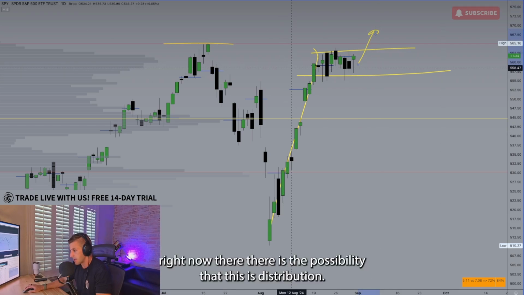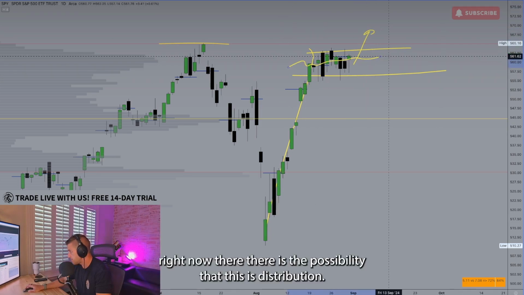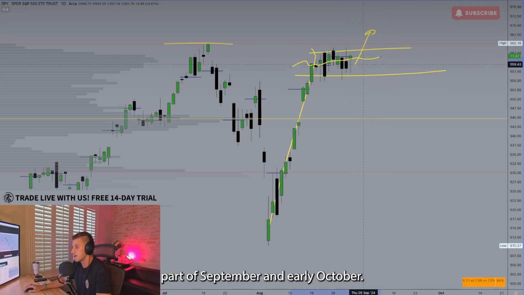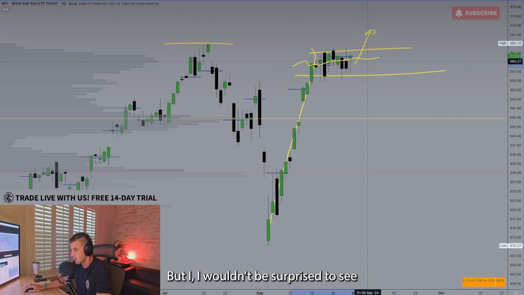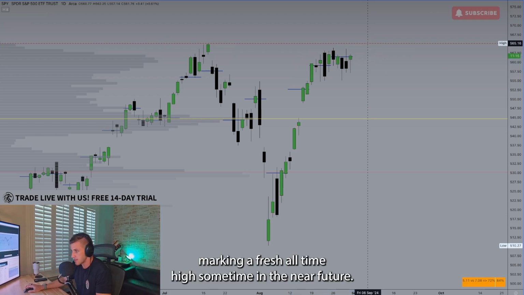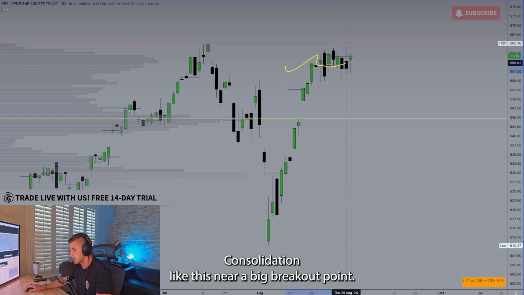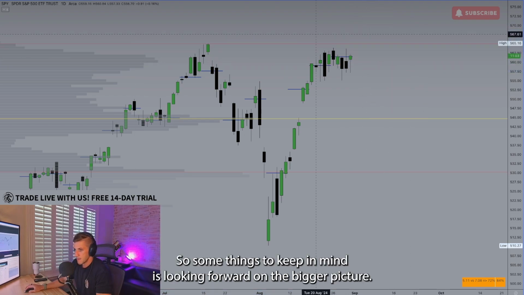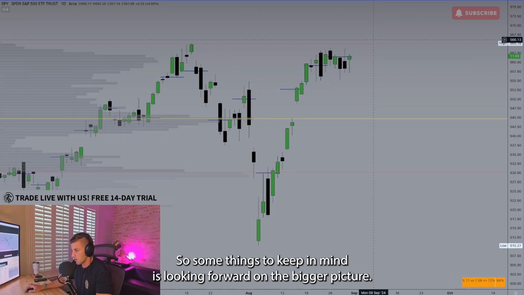Right now, there is the possibility that this is distribution. We do have some seasonal weakness into the late part of September and early October, so that is something to keep an eye on. But I wouldn't be surprised to see SPY and ES, the S&P 500 as a whole, marking a fresh all-time high sometime in the near future. Right, consolidation like this near a big breakout point, it's not really bearish activity. So some things to keep in mind just looking forward on the bigger picture.